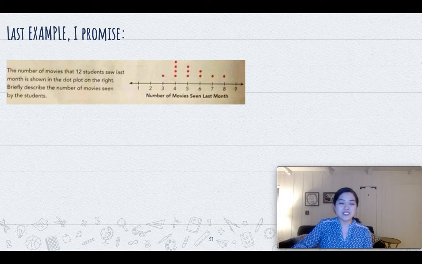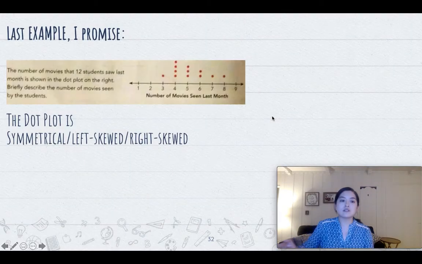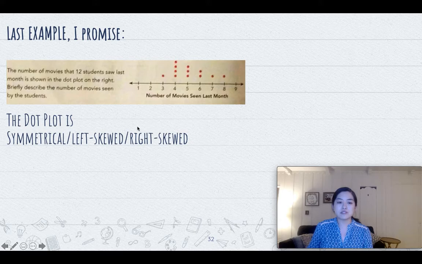Okay, so look at this dot plot. The number of movies that 12 students saw last month is shown in the dot plot on the right. Briefly describe the number of movies seen by the students. Alright, so is this dot plot symmetrical, left skewed, or right skewed? Well, it looks like I kind of see a tail on the right side of the data. So I would say the data is right skewed.